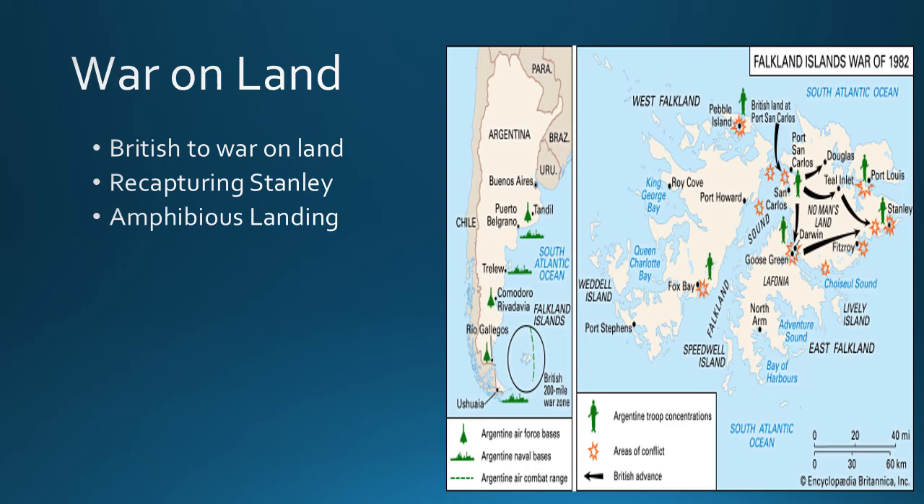So what we see here is the British do successfully land. And again, you can see it on a map here, on the Falklands, through an amphibious landing, sea and land. And they're able to come in here and make a dominant presence.